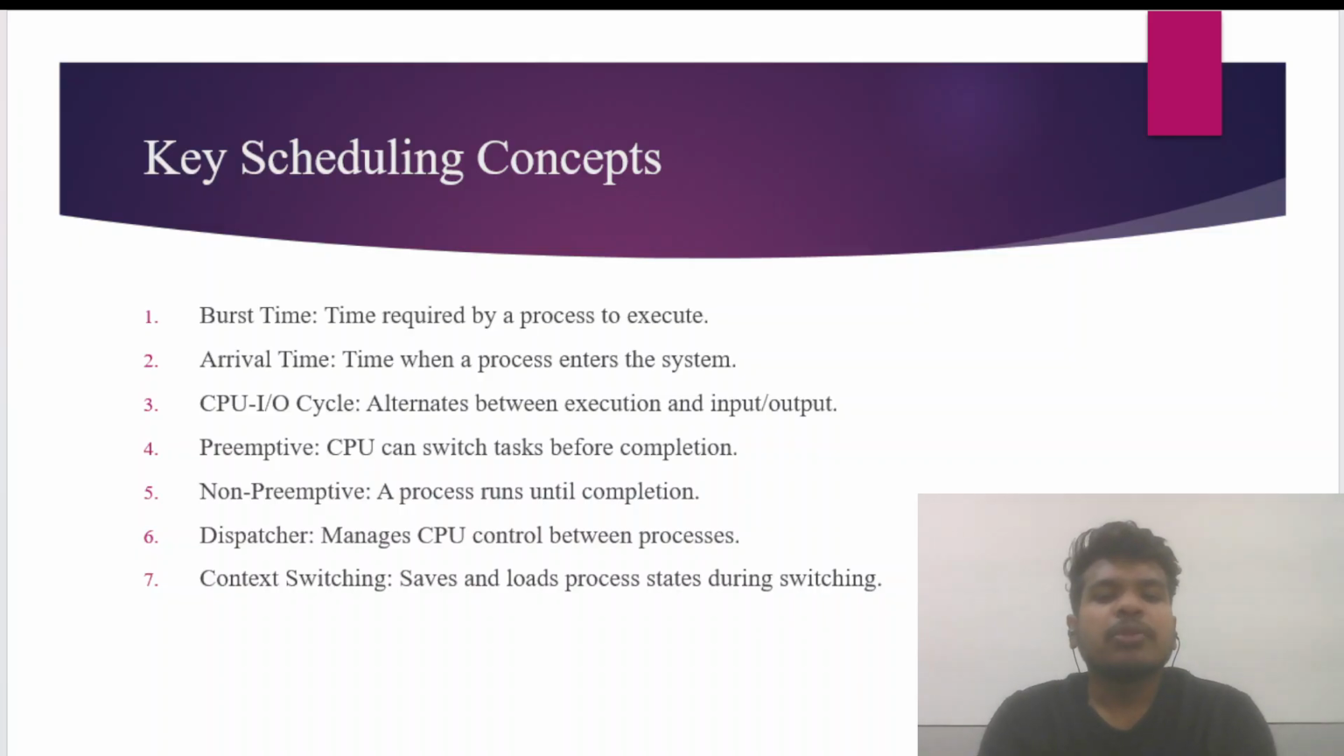Think of it like switching between multiple browser tabs. Too many tabs can slow down your system. So it is always advisable that you close the tabs that are not in use.